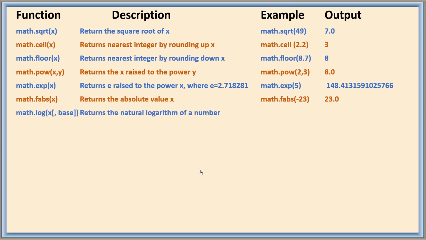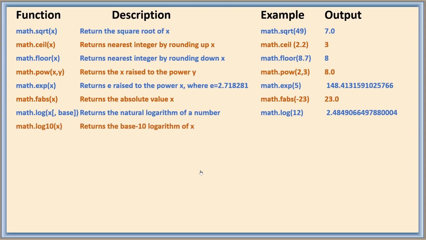Next, math.log. Here you can have either one argument or two arguments. If you give one argument, then it will give the natural logarithm of the number to the base e. Otherwise you can also give the base. math.log of 12, so that is the natural logarithm of 12, will be returned.